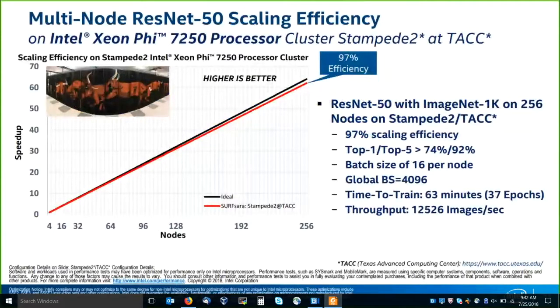Working with SURFsara, this data is actually on Intel Xeon Phi clusters on Stampede and TACC. This is the popular ResNet-50, and as you can see, we can scale it pretty well with 97% efficiency on TACC on 256 nodes. Now this is using Caffe and not TensorFlow, and I'll come to some TensorFlow as well. This data is slightly older, but as you can see, we can increase the batch size to a much larger size, and we were able to reach convergence to state-of-the-art accuracy in 63 minutes.